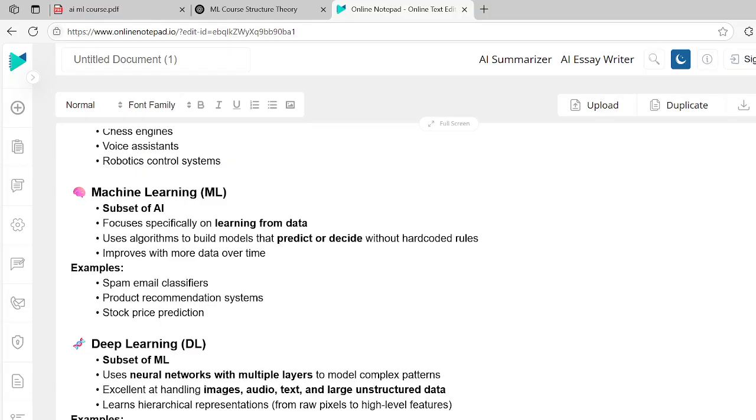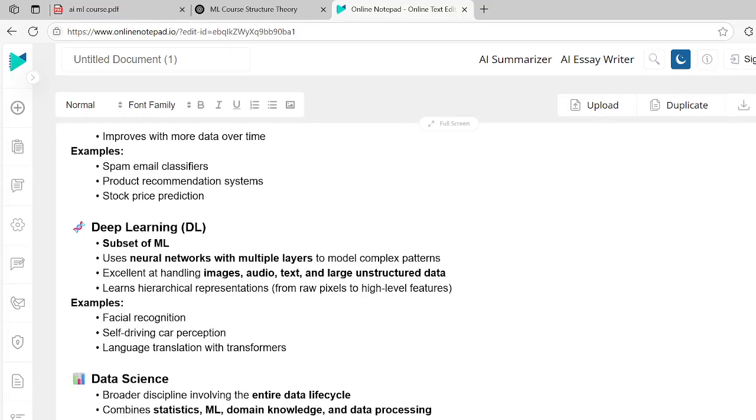It improves with more data over time. So as you keep on increasing the data, the accuracy or the learning curve of the model will also increase. For example, spam email classifiers, product recommendation systems, stock price prediction, and so on.